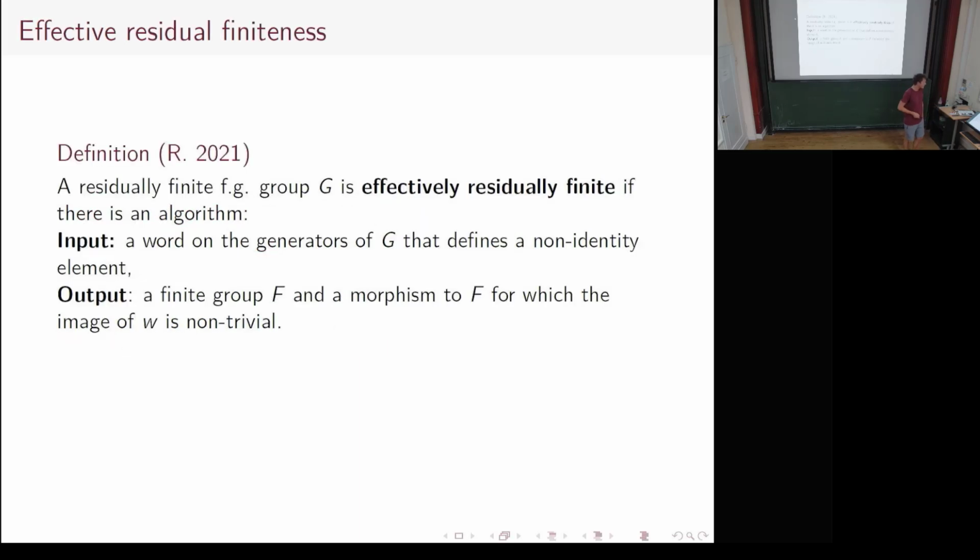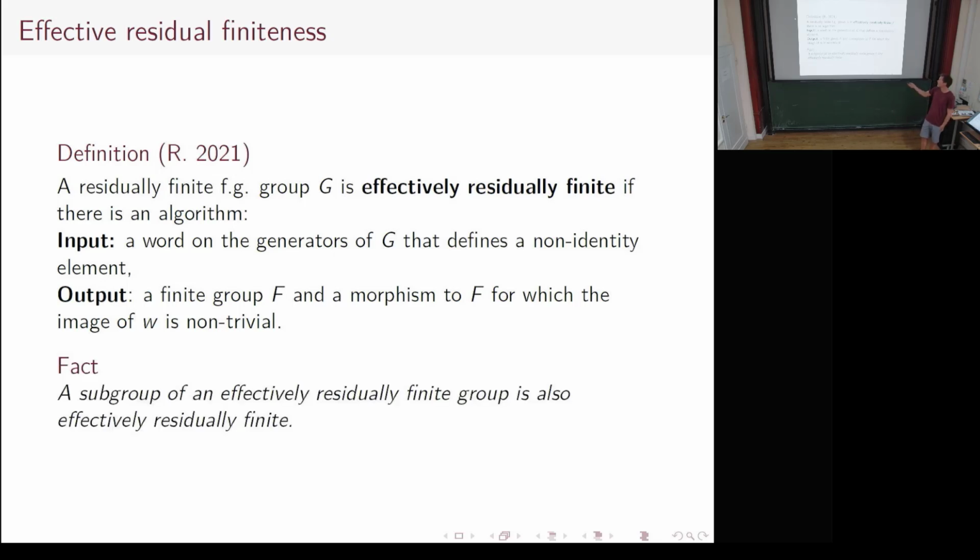All right, the second definition. A group is effectively residually finite if there is an algorithm which, given a word on the generators that defines a non-identity element, outputs a finite group and a morphism such that the image of the element is not the identity in the quotient. Of course, residual finiteness is defined by a for all, exists statement, and we can make it effective in this way. And this passes to subgroups. A finitely generated subgroup of an effectively residually finite group is also itself effectively residually finite.